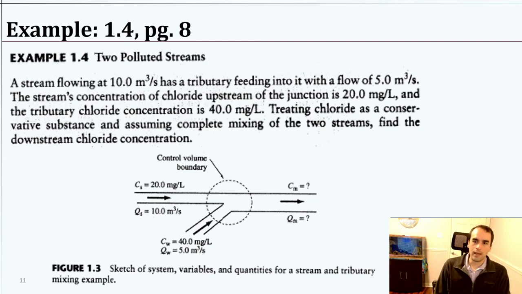It says, a stream flowing at 10 cubic meters per second has a tributary feeding into it with a flow of 5 cubic meters per second. The stream's concentration of chloride upstream, chloride, by the way, is just Cl minus, is very inert. That's part of table salt. When you dissolve sodium chloride, you get chloride and sodium. This is different than chlorine, which is reactive and can destroy stuff.